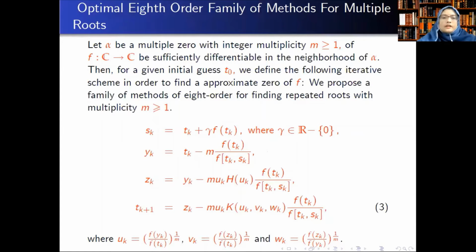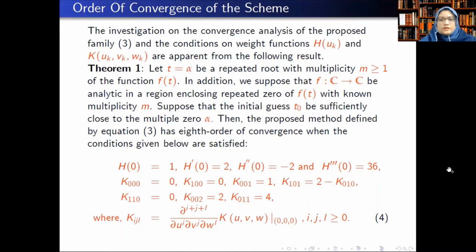Now we give our optimal new eighth order family of methods for multiple roots, and here also we give a three-step method, and we use a univariate weight function at the second step and a multivariate weight function at the third step, and also u_k, v_k, and w_k are given in the form of the function evaluation at t_k, z_k, and y_k. We can do an investigation on the convergence analysis of the proposed new family and come out with the condition set of the weight functions h and k.